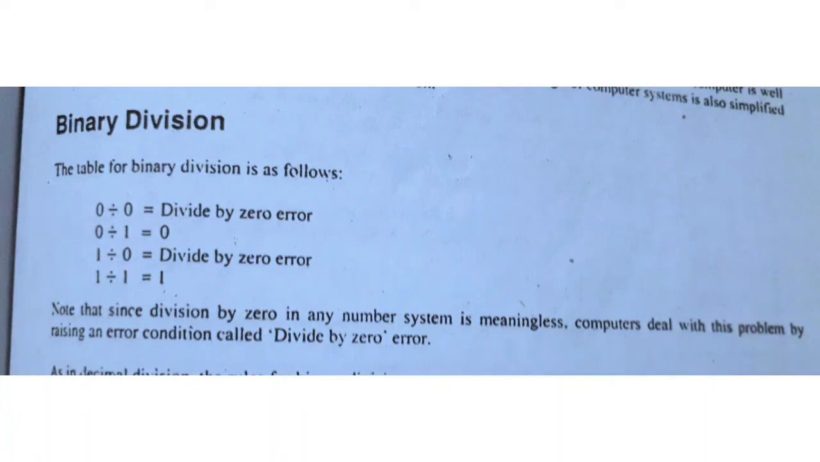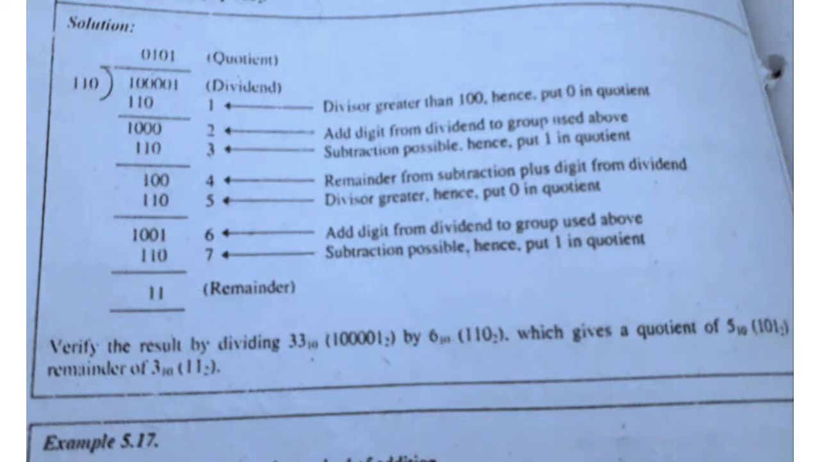Binary division. 0 divided by 0 is equal to 0, 0 divided by 1 is equal to 0, 1 divided by 0 is an error, 1 divided by 1 is equal to 1. This is the example of binary division.